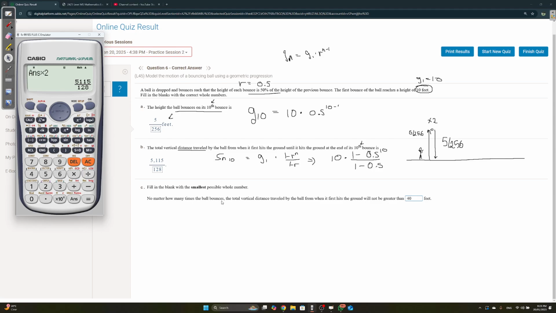No matter how many times the ball bounces, the total vertical distance traveled by the ball from when it first hits the ground will not be greater than 1.